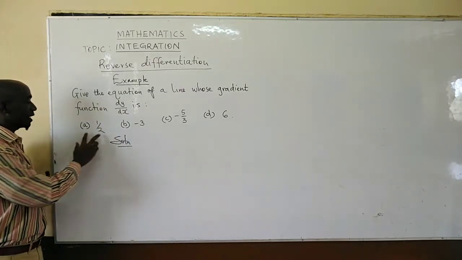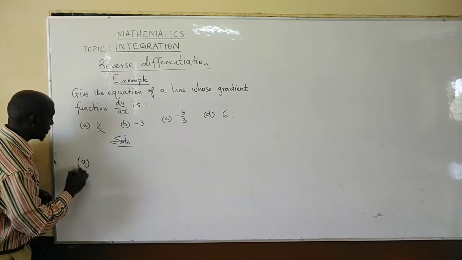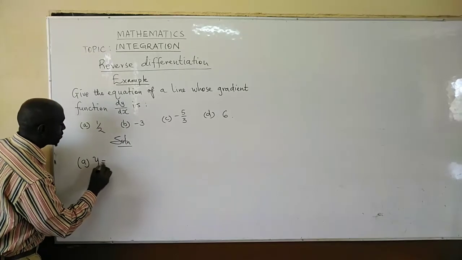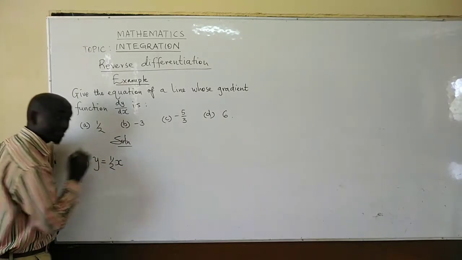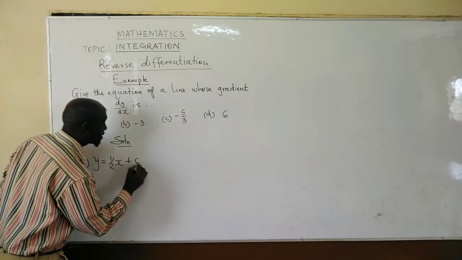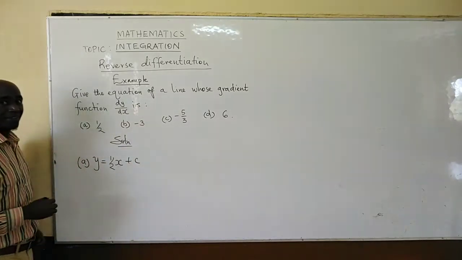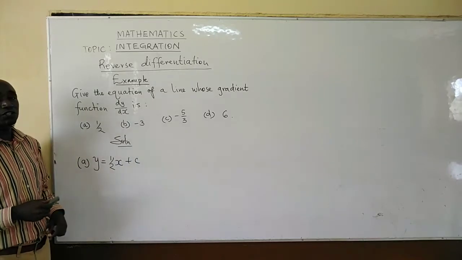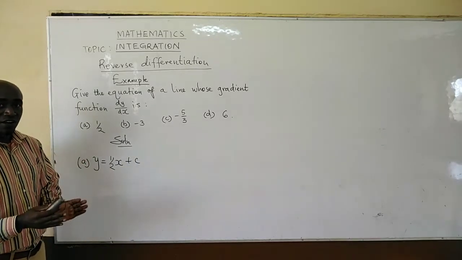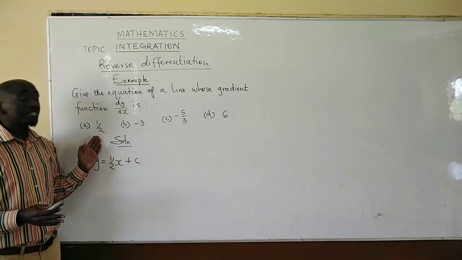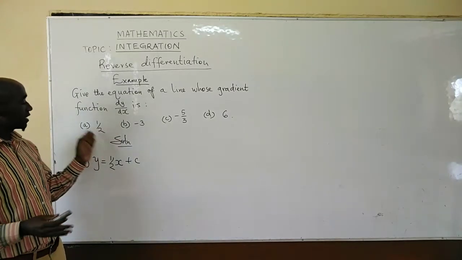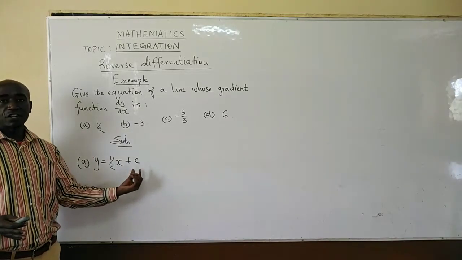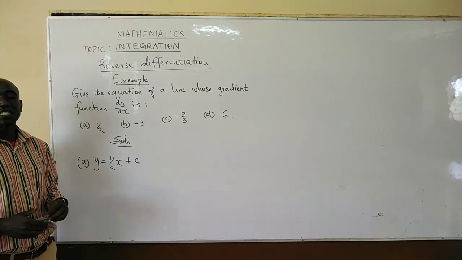For the first case, let us look at number A. The gradient is a half. Therefore, the equation will be y is equal to a half x plus a constant c. This one must not be forgotten. This is the general equation of any line with gradient a half. We don't know the value of c, so c can take any value.